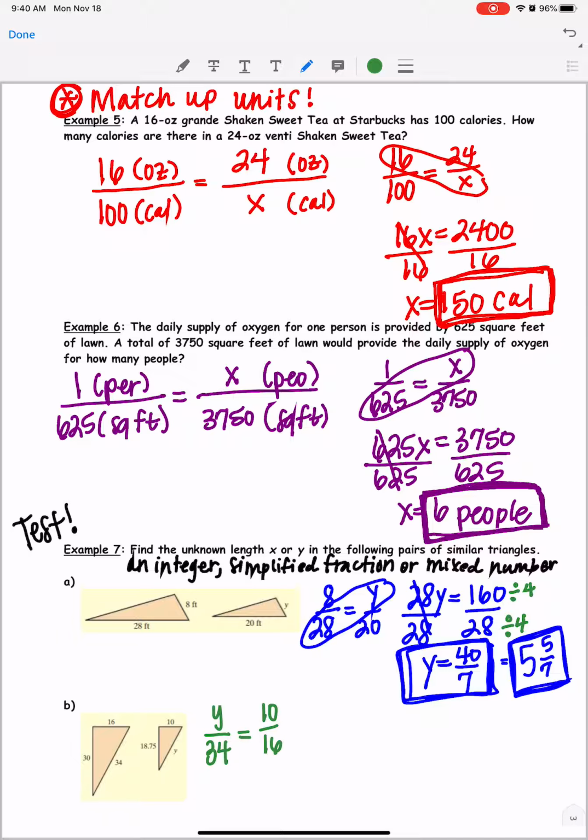So now cross multiply. So we've got 16y equals 34 times 10 is 340. Divide by 16. So we'll get y equals. This is another one that doesn't come out nicely. 340 divided by 16 is 21.25.